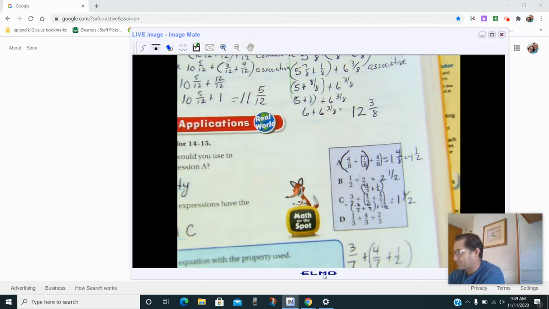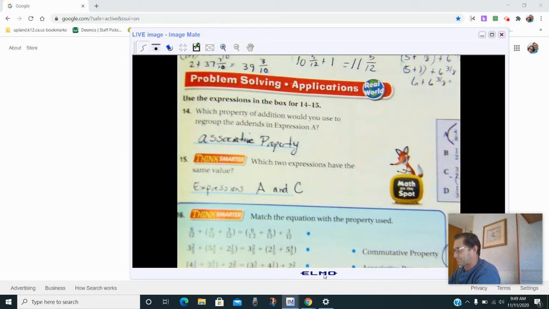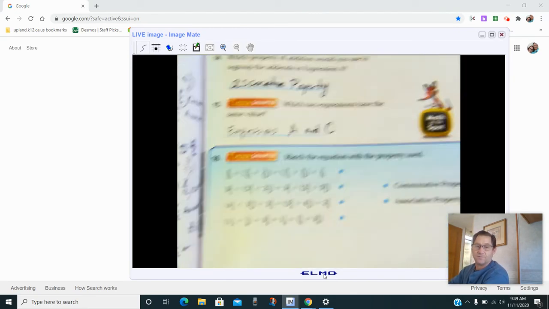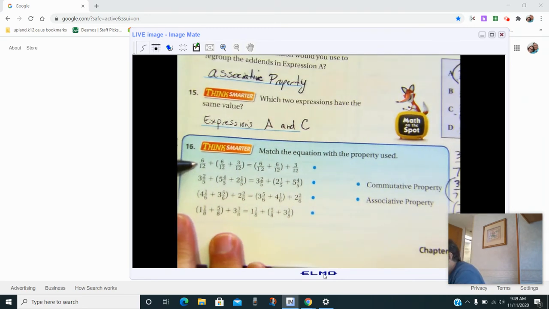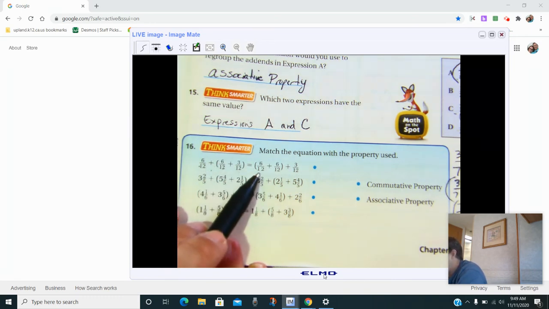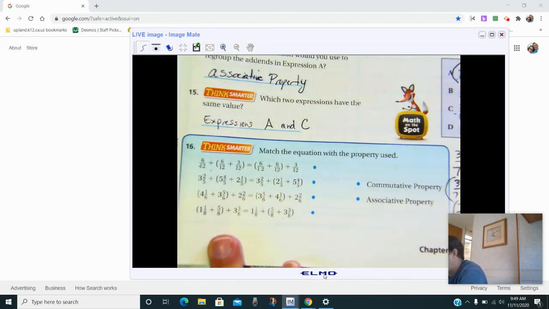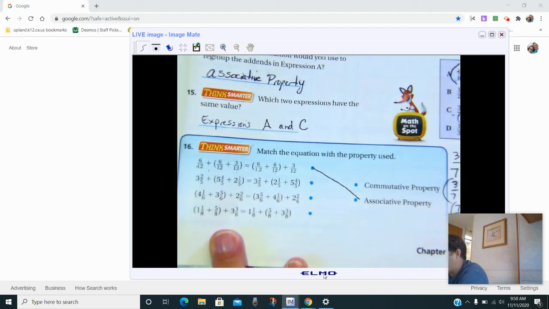Okay, so now 16. Match the equation with the property used. Okay, so let's look carefully at these. All right, I see 6/12 plus the sum of 6/12 and 3/12. On the other side, now I see 6/12 grouped with 6/12. Well, that's the associative property. If you change the grouping, that's the associative property.